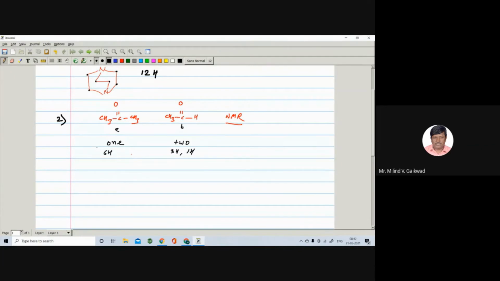Even you can tell me the question number, I can take that one also. So I'll take the last one in question number 2. Here you have to differentiate by using NMR: CH3, C double bond O, then CH2 and CH3. And the other example is CH3, CH2, CH2 and OH, right?